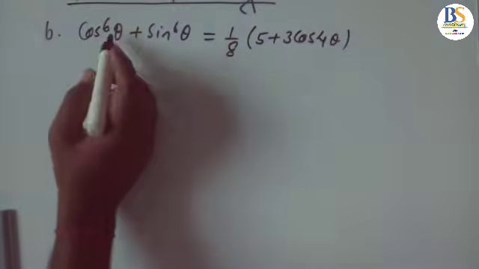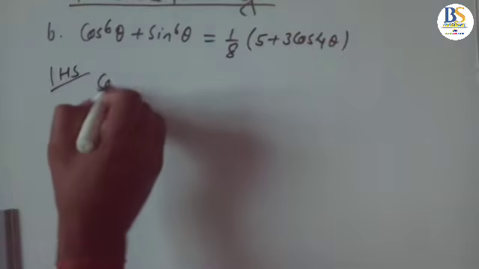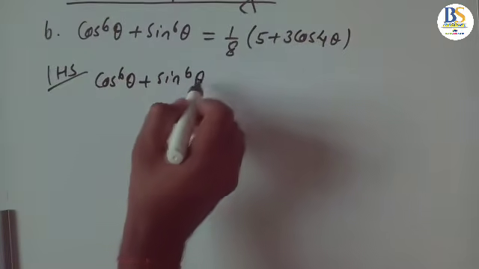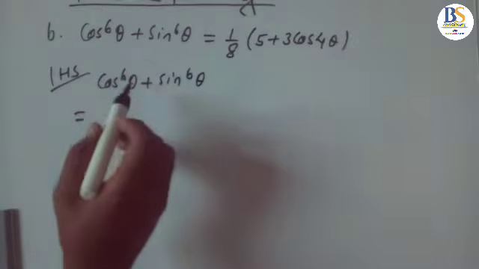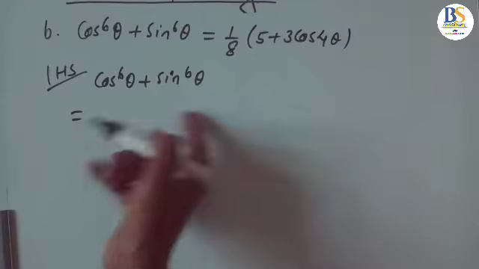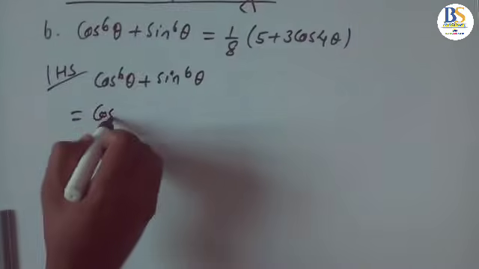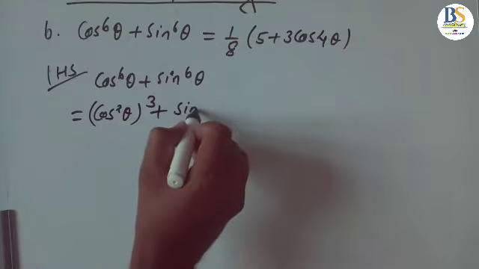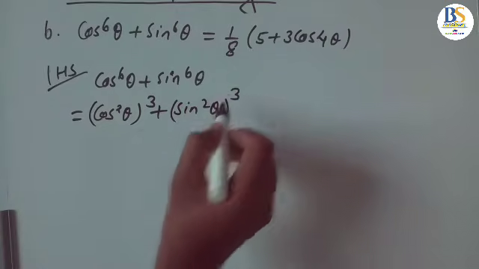Next question, cos to the power 6 theta plus sin to the power 6 theta equals to something something. Let's start from the LHS. There is cos to the power 6 theta plus sin to the power 6 theta. Again try to express both the terms into perfect cube or perfect square. I am going to express these two terms into perfect cube. There is cos square theta whole cube plus sin square theta whole cube.